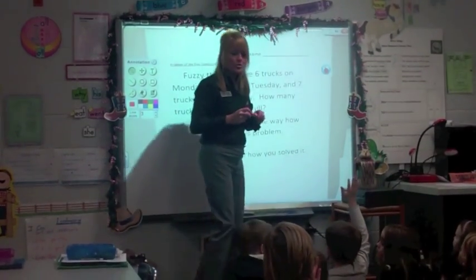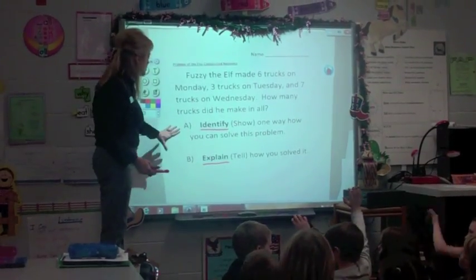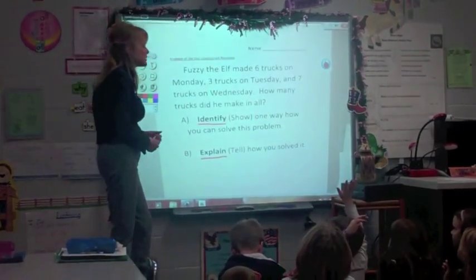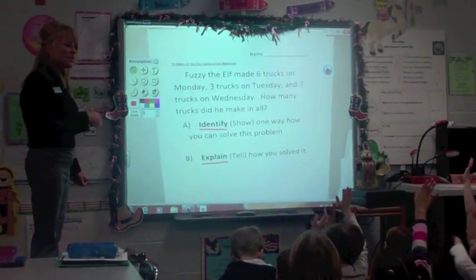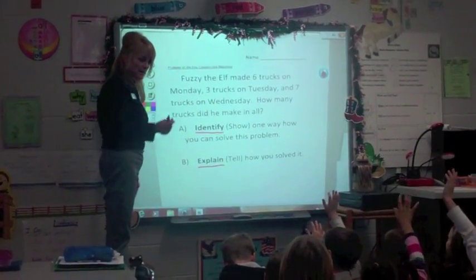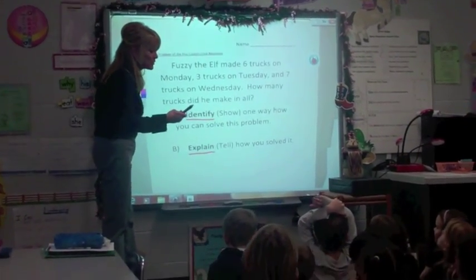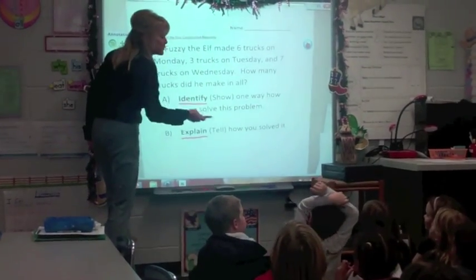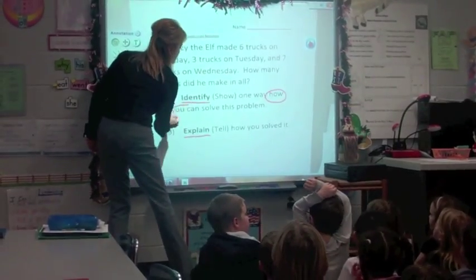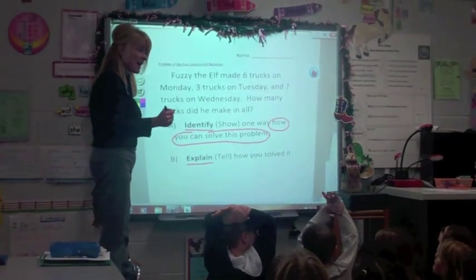Now it says circle the key words. So we go back to our prompt and the question. It says part A, identify one way how you can solve this problem. So what are the key words? What's the key word there? Identify. What are you going to identify? Riley? One way. How to solve the problem. So how you can solve the problem. That's basically the key words. How you do it. Show me how you do it.